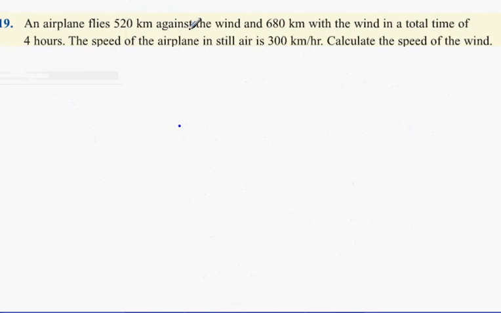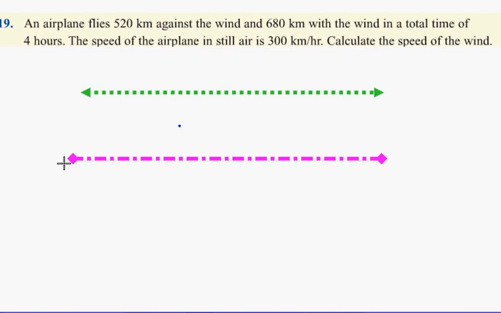Alright guys, there's 2 trips. The first trip is you're flying against the wind, okay? So you're going to fly against the wind. We'll call this the green trip, alright? So you're going to fly 520 kilometers against the wind. So you go this far. On the return home, which is going to be the pink journey, you go further. You go 680. Okay, so there's your 2 journeys.